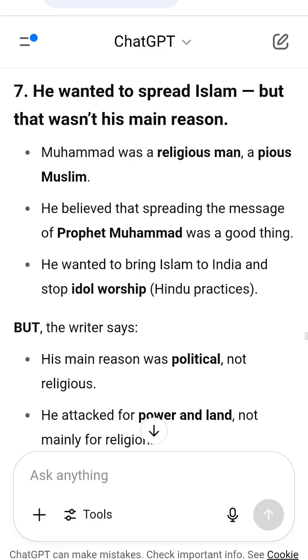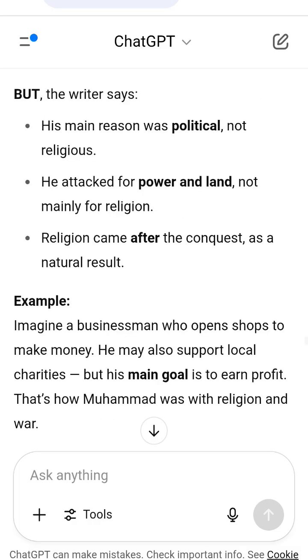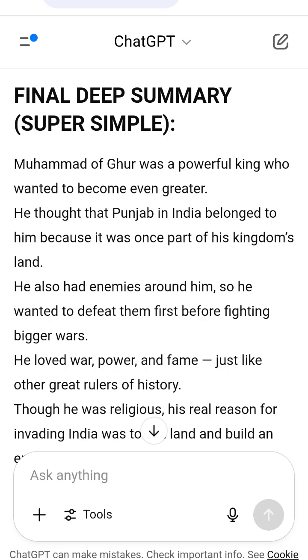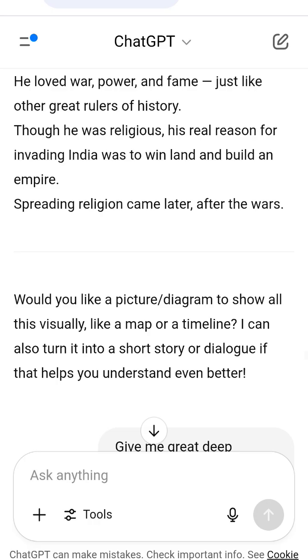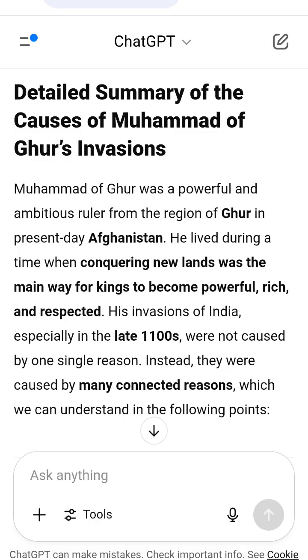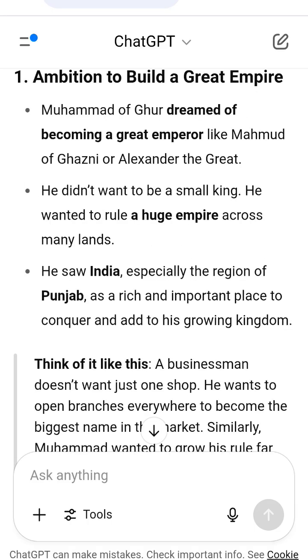6. Love of war and glory. In those days, wars made kings famous. If a king won battles, built a large empire, and ruled over many people, he was seen as great and heroic. Muhammad of Ghur wanted this kind of military glory and historical fame. He wanted to be remembered as a mighty conqueror, not just a local ruler. Like a sports champion wanting to win all the trophies, Muhammad wanted to win many lands and leave a legacy.